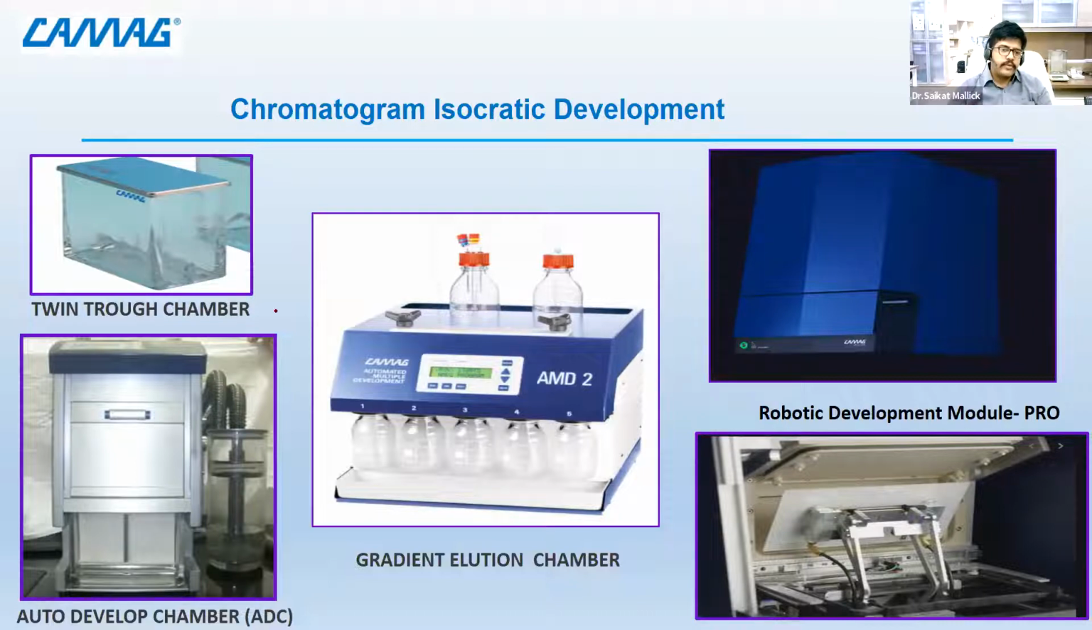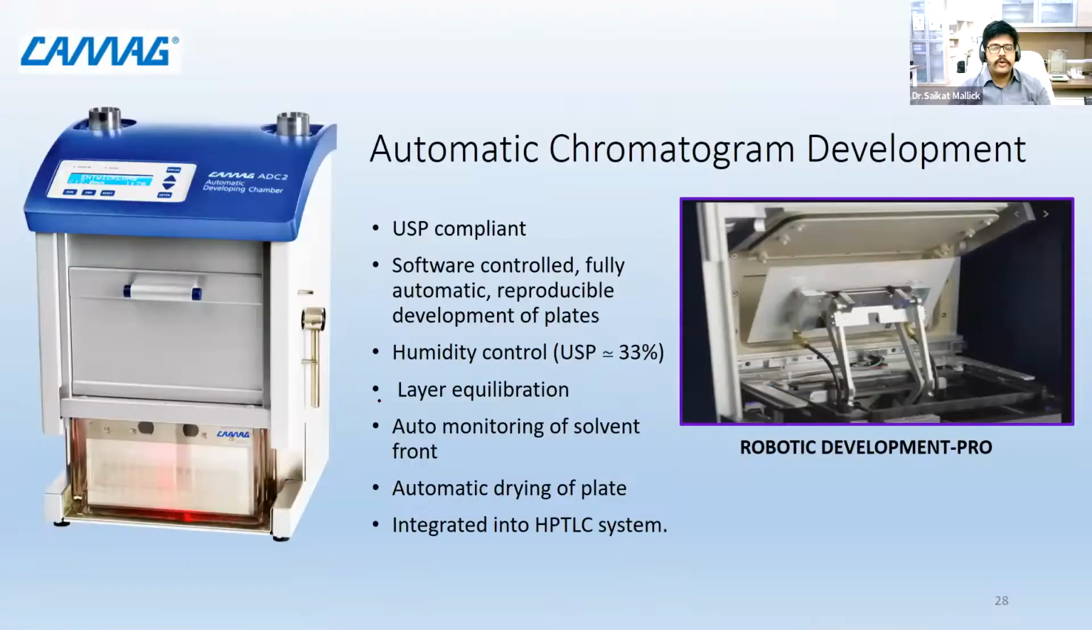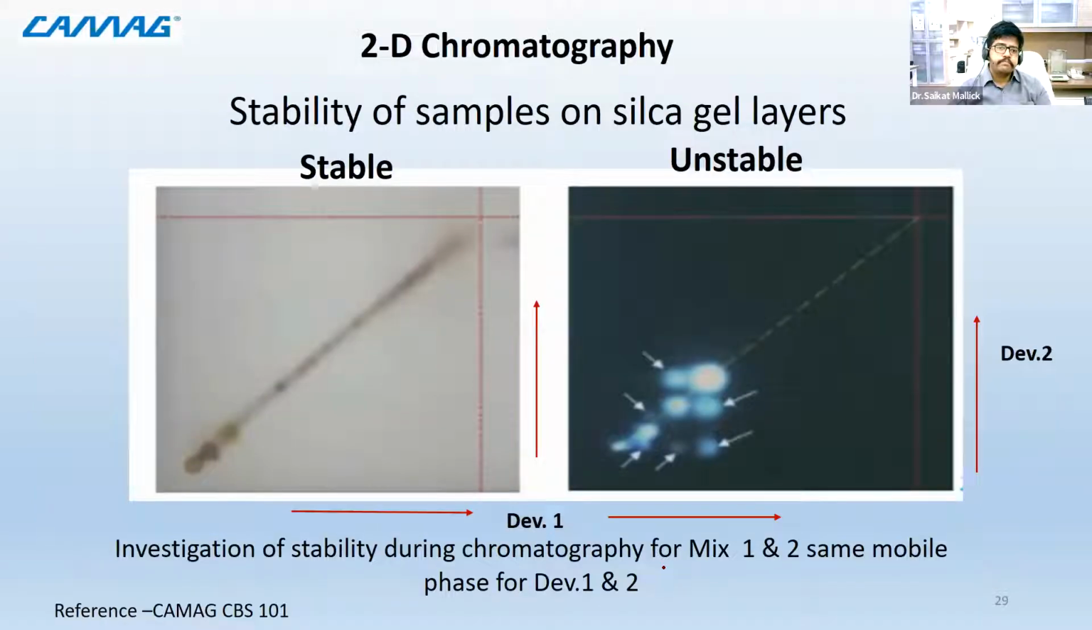And then finally you have the ADC2. As I told you, it is again USP compliant, so in total you have absolute control over the development stage. These are the following features which give you total control over the development.